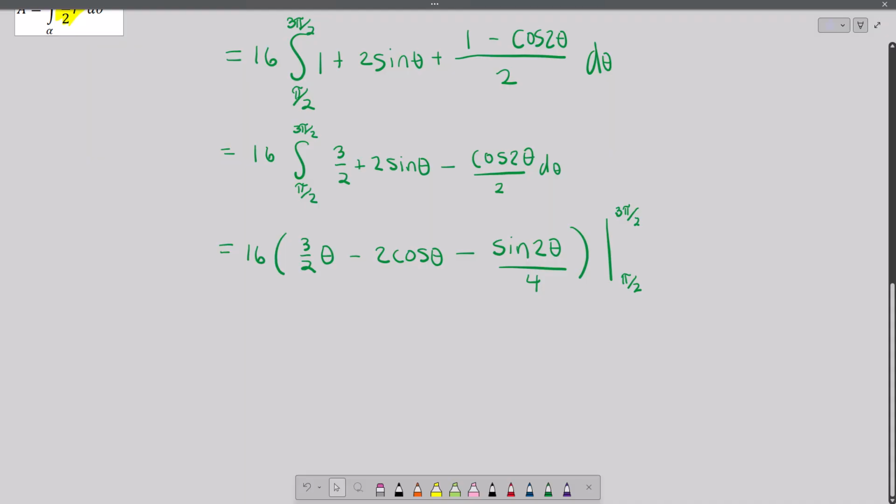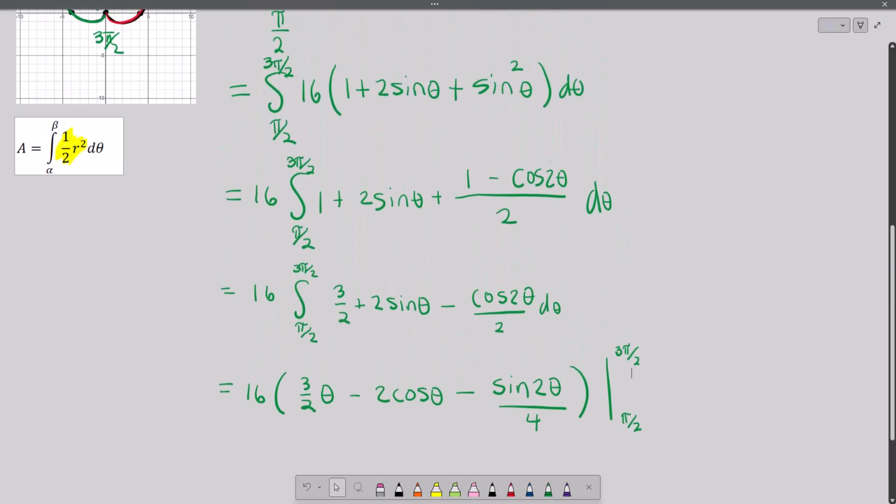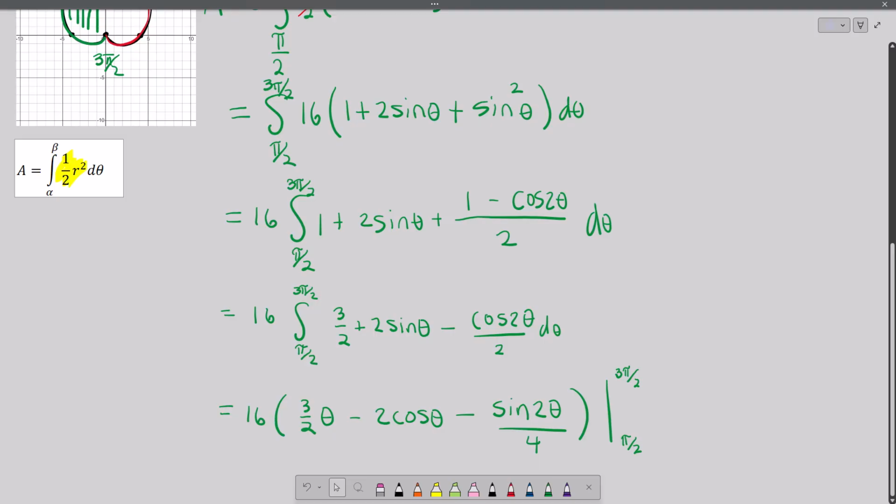All right, anything there cause you question? So 1/2 r squared is our main formula, and plug and chug.